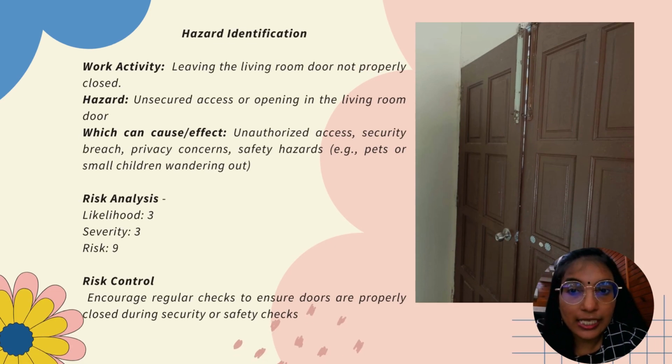Okay, the second asset will be unsecured access or opening in the living room door. The causes will be unauthorized access, security breach, privacy concern, and safety hazards. For example, pets or small children wandering out. Likelihood will be 3, severity will be 3, risk will be 9. To control this risk, encourage regular checks to ensure doors are properly closed during security or safety checks.